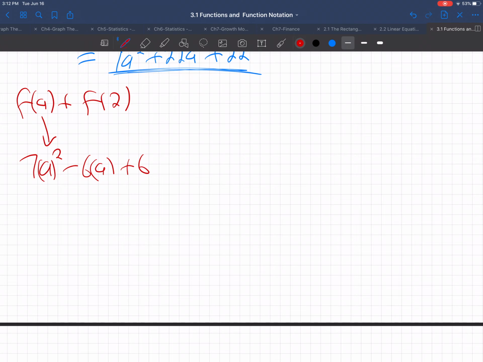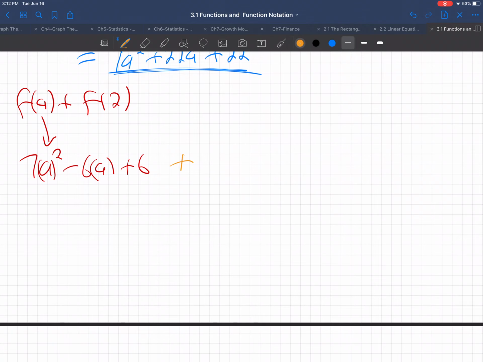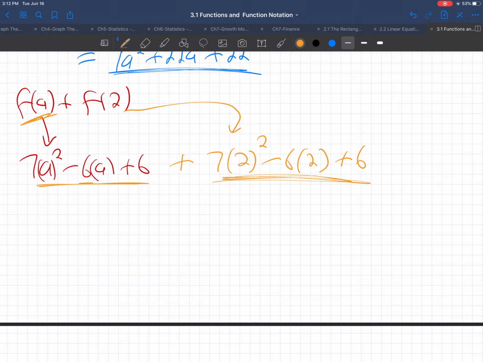So there's the first one. Plus, and then over here is f of 2. So that's the same thing. Now we're plugging 2 in to the parentheses. Do you see what we did? So f of a is a plugged in to the whole function in the parenthesis spots, and f of 2 is 2 plugged in to the parentheses where the x's were.